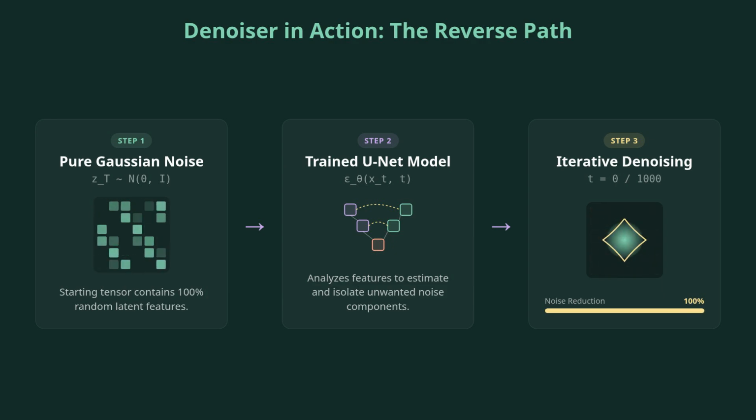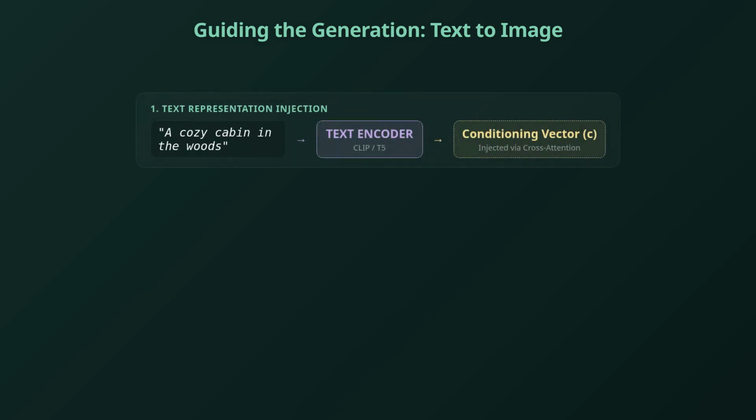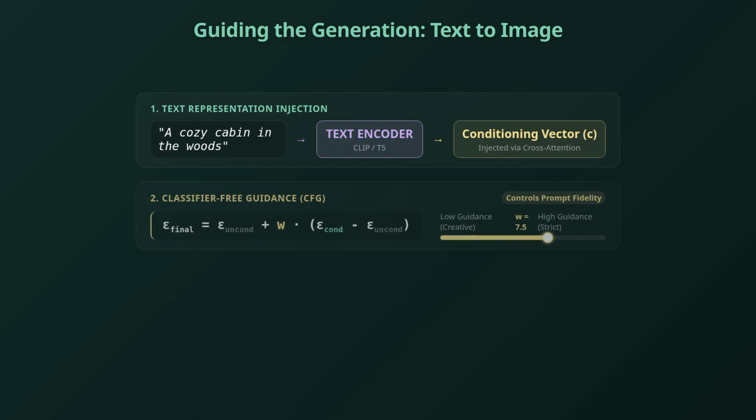But how do we control what the model generates? This involves turning a generic image generator into a tool that responds to text prompts. This is achieved by injecting conditional text representations into the U-Net's bottleneck and attention layers, using cross-attention mechanisms, where a text encoder like CLIP processes the prompt. To make the model highly responsive to these prompts, researchers use a technique called classifier-free guidance, or CFG.